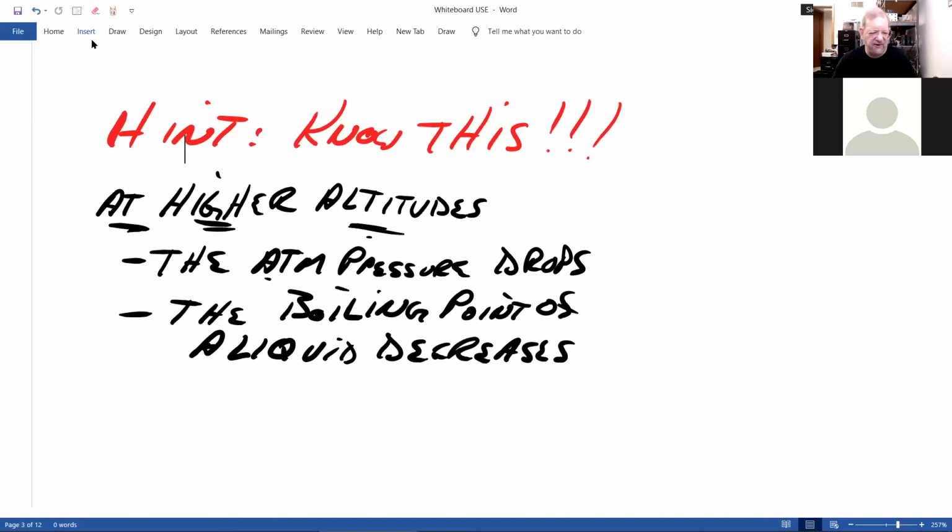the atmospheric pressure drops and the boiling point of a liquid decreases because you need less energy to have the vapor pressure equal the atmospheric pressure, which is why if you ever take a plane, the cabins are pressurized, one, so you have enough air to breathe. At higher altitudes, there's less air, lower pressure, it's harder to breathe.